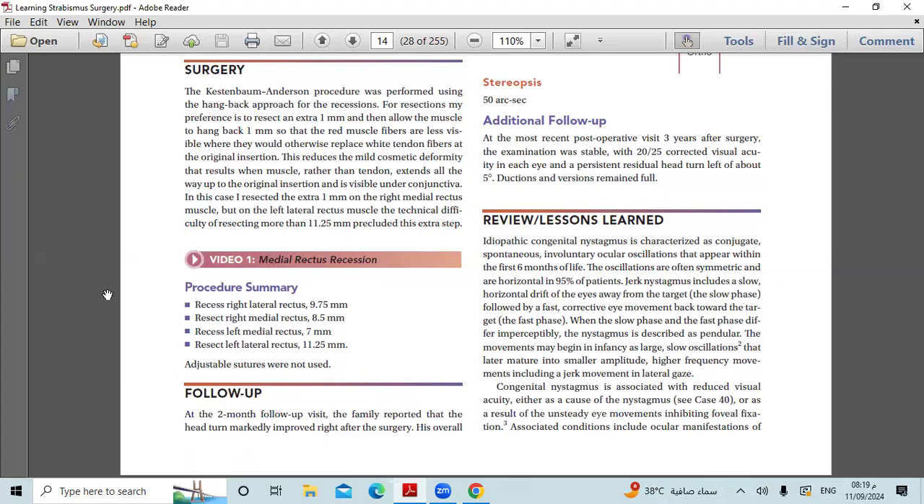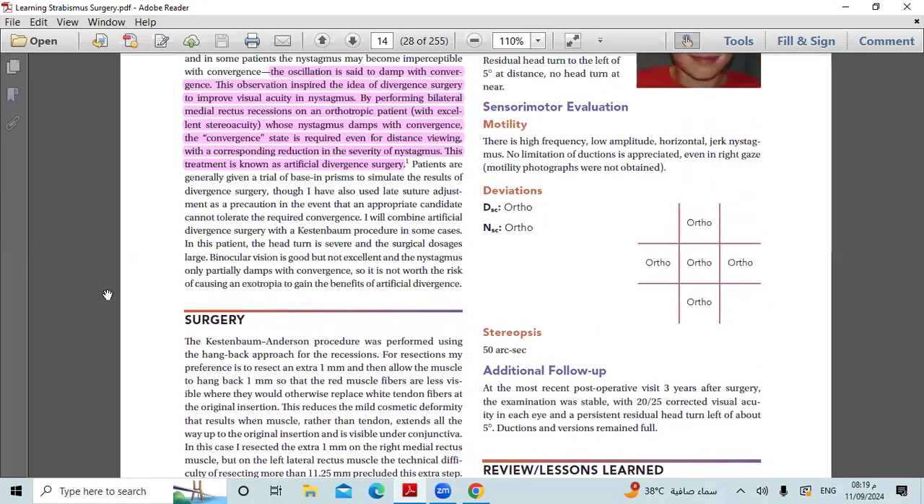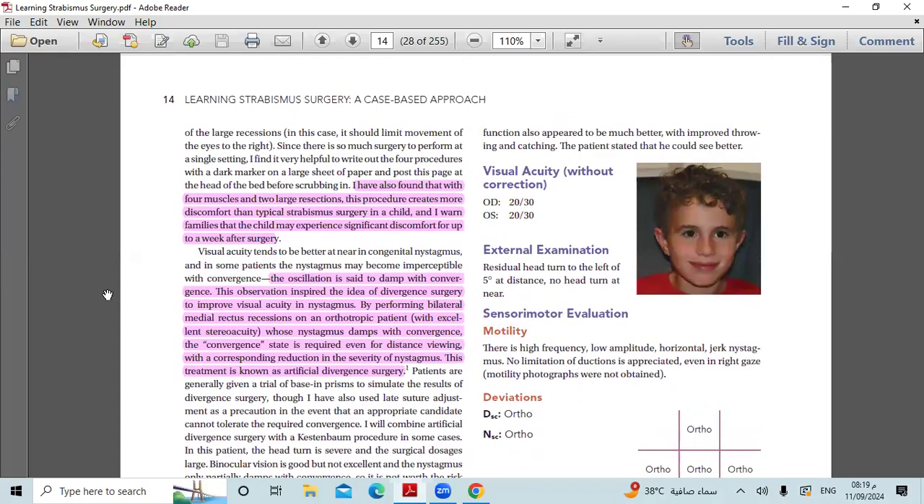Follow up. At the 2-month follow up visit, the family reported that the head turn markedly improved right after the surgery. His overall function also appeared to be much better with improved throwing and catching. The patient stated that he could see better. Visual acuity without correction in the right is 20/30 and in the left is also 20/30.